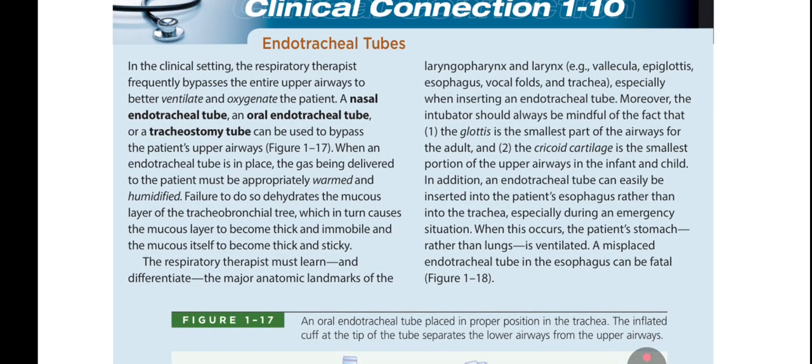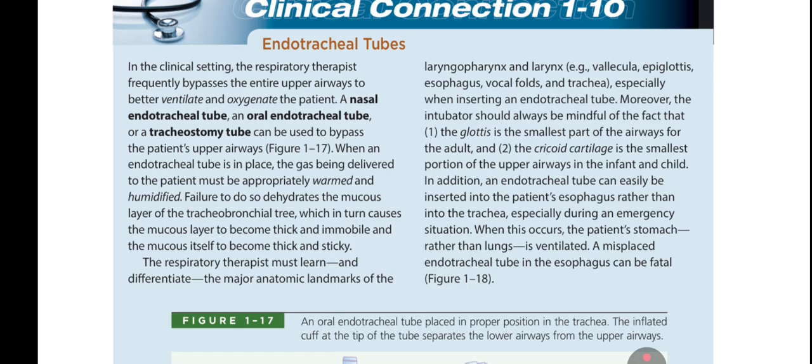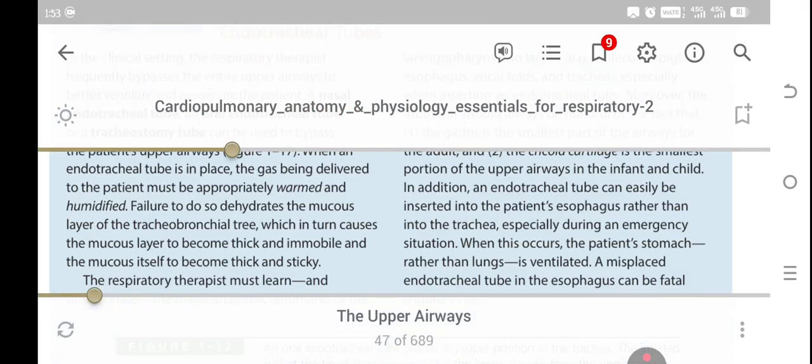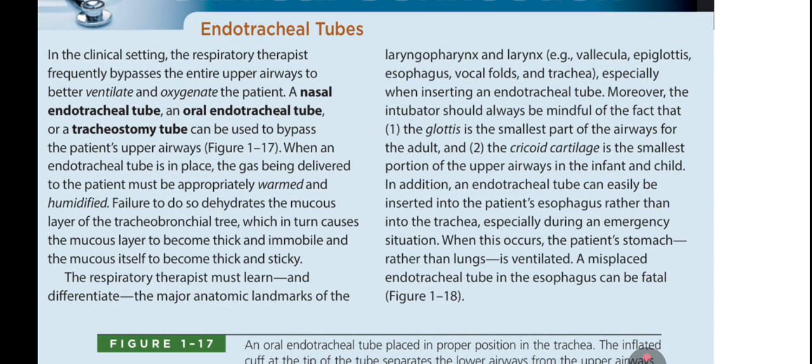The major anatomic landmarks of the laryngopharynx and larynx are, for example, the vallecula and epiglottis. You have to learn that, especially when inserting the endotracheal tube. So the intubator should always be mindful of the fact that in children, the smallest part of the upper airway is the cricoid, and the smallest part of the airway for adults is the glottis.